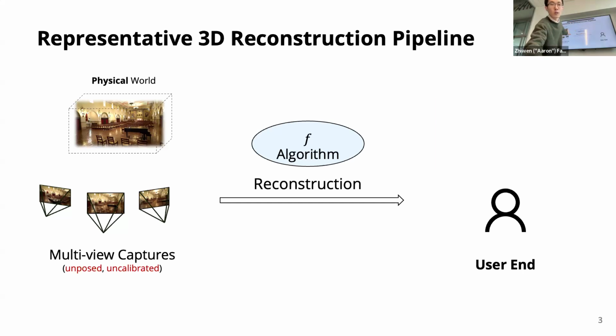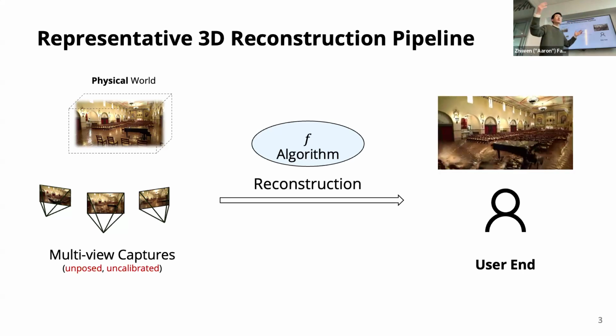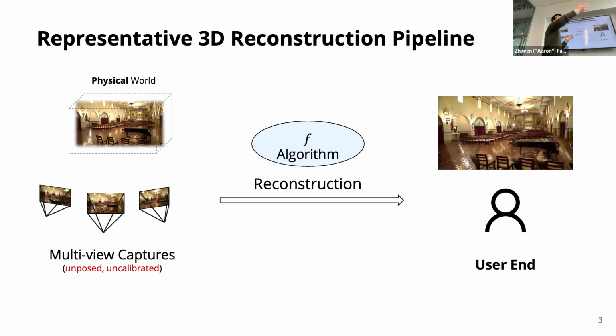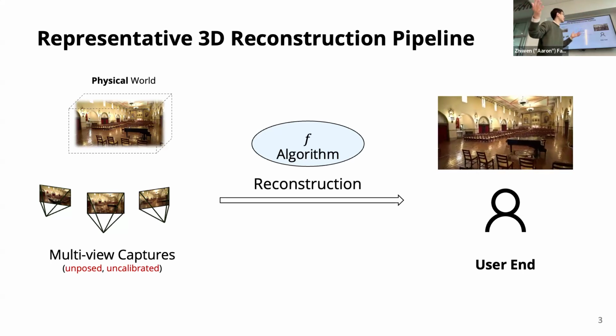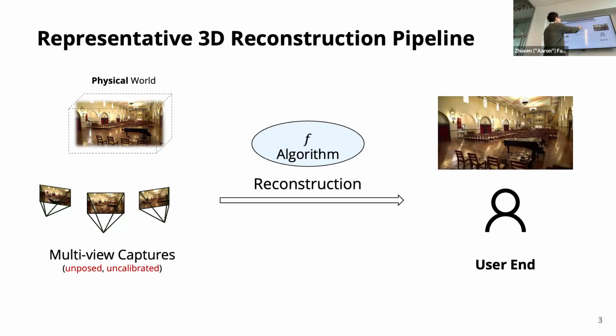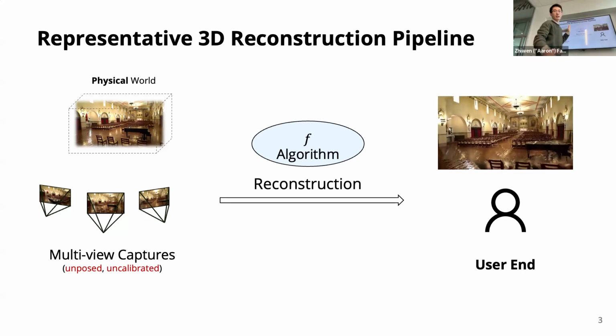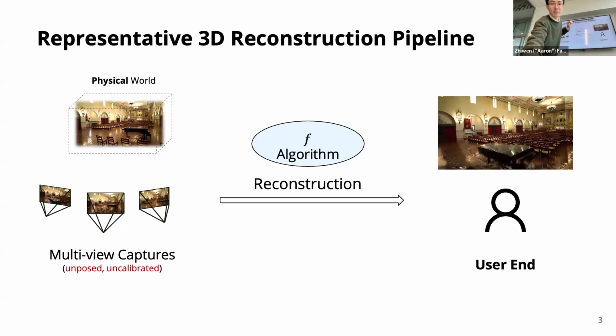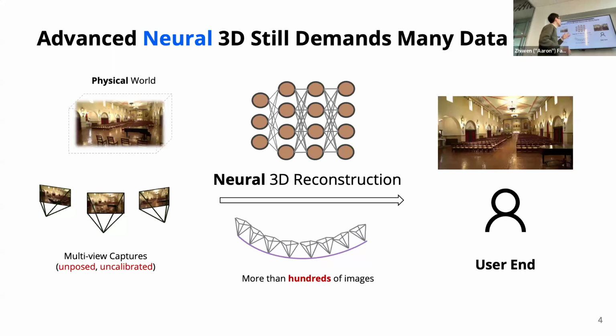To the user, what we can see is a navigable 3D representation, and we can interact with it and play with it for many downstream applications. So that's a basic outline of the 3D reconstruction pipeline. However, even the cutting-edge neural 3D reconstruction techniques still demand many images. Let's say we have to capture hundreds of images to build a photorealistic 3D environment. That's a major problem of current 3D learning techniques.